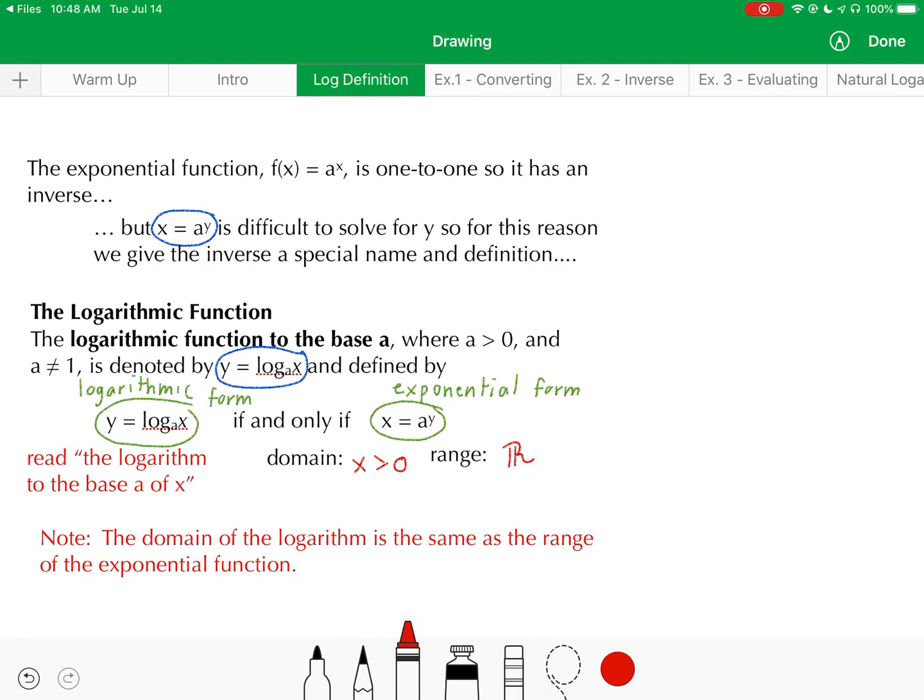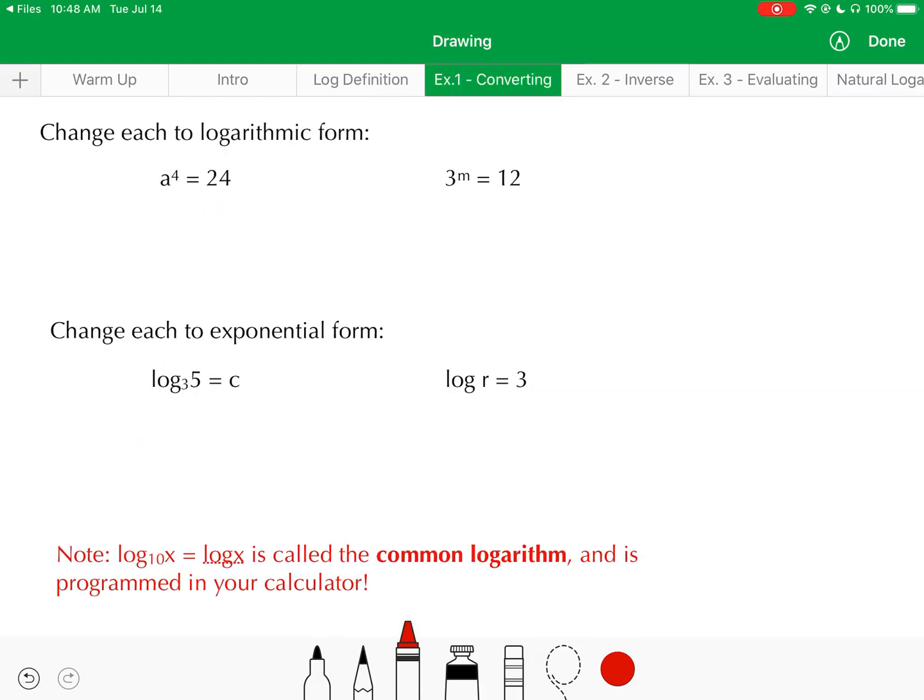I also want to draw your attention to the fact that when we're in this form, y equals log base a of x, notice what y represents here. It's an exponent, right? So that tells me that a logarithm is really just equivalent to an exponent, okay? All right, so let's work through some different examples here. The first thing we want to be able to do is just make sure that we can convert back and forth from logarithmic form to exponential form and vice versa, okay?